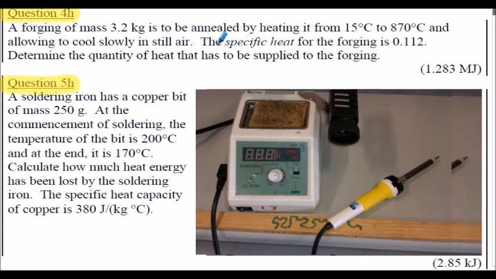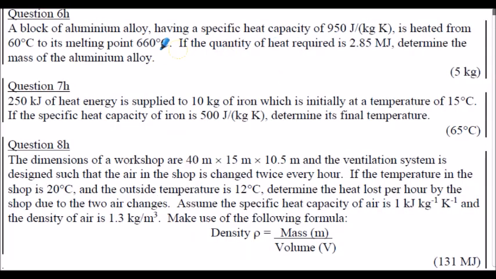Just note in question 4H, the specific heat of a forging is given. So remember from the initial part of the presentation how to convert specific heat into specific heat capacity. Answers to the questions are shown in the brackets. In question 6H, 7H and 8H.